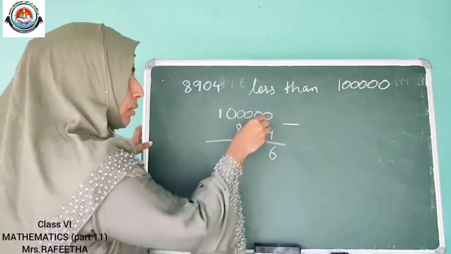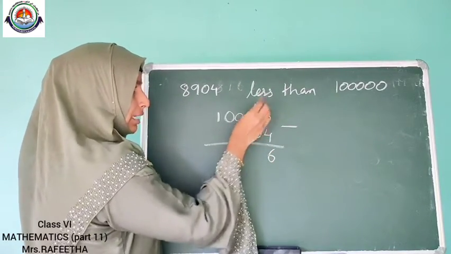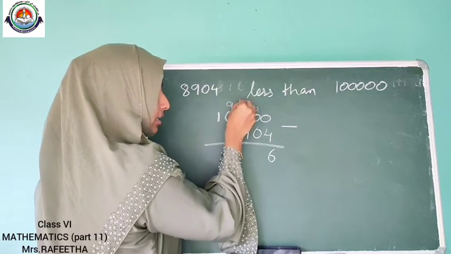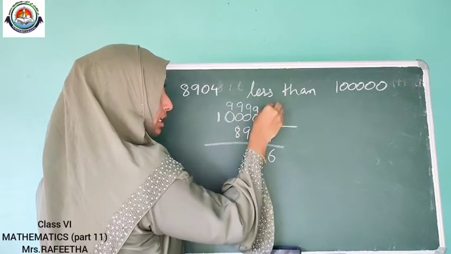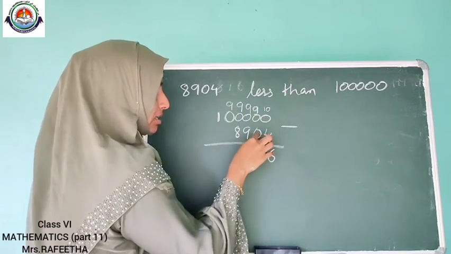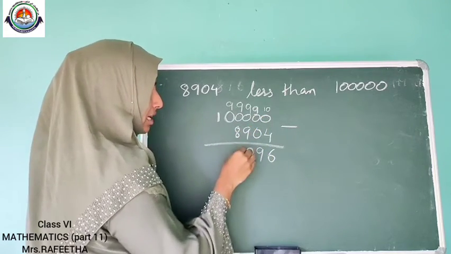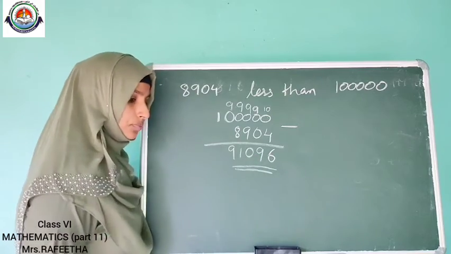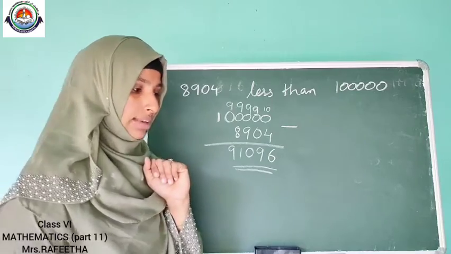So here, 10 minus 4 is 6. Here it will be 9. You know why this 1 is going here: again borrowing 9, again borrowing 9, again borrowing 9. Here it will be reaching 10. So 10 minus 4, 6. 9 minus 0, 9 itself. Then 9 minus 9, 0. 9 minus 8, 1. 9 is alone here. So 91,096 will be the answer.